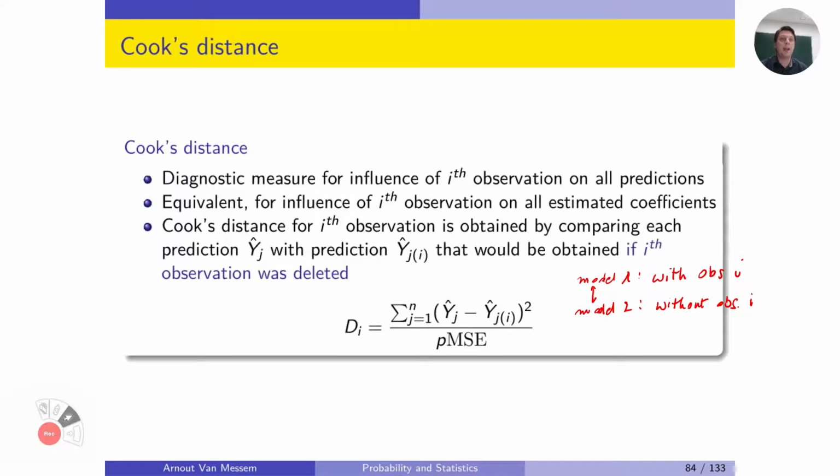If they are very different, it means that it has a large influence, and so it's a very influential point. If they are very similar, the influence is very limited. So we just check, we make a difference between the predictions made by model 1 and the predictions made by model 2. If these are different, it means that the models are different and the regression coefficients are different.